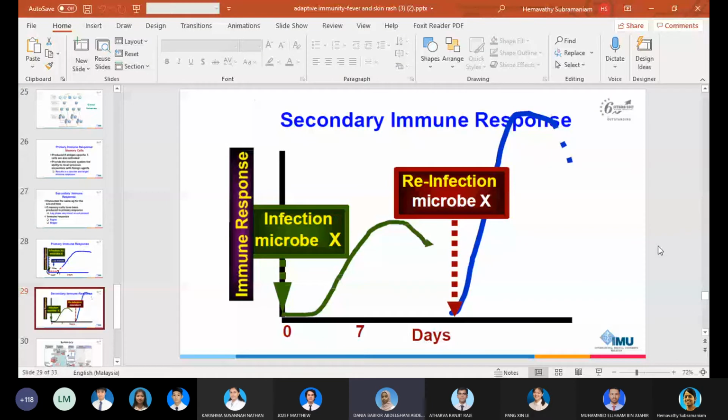There's no lag phase. Very good. There's no lag phase at all. Where? First part of the graph, infection with microbe X or reinfection of microbe X? Reinfection, there's no lag phase. All right. So that is because of memory cells, is it?